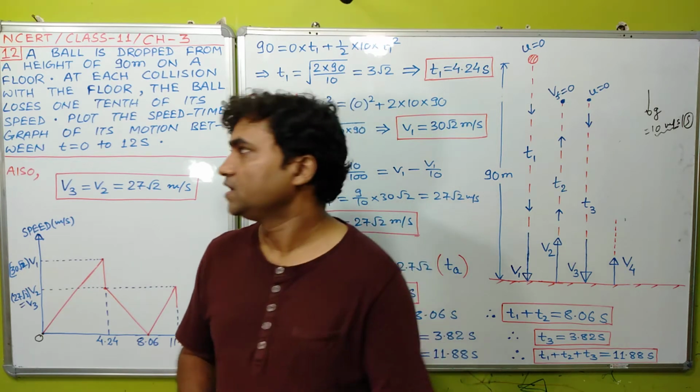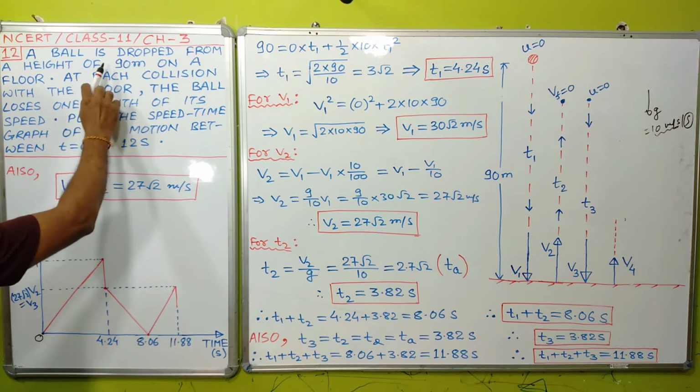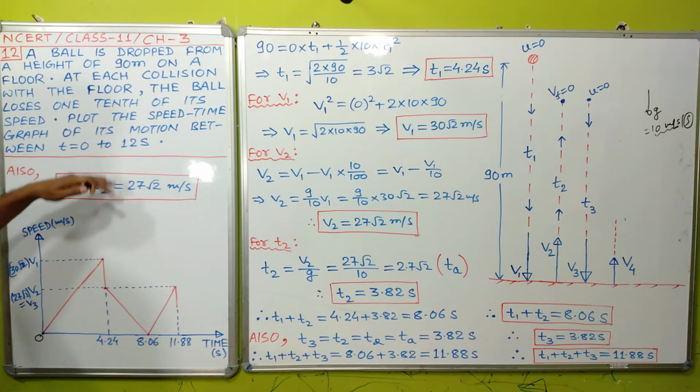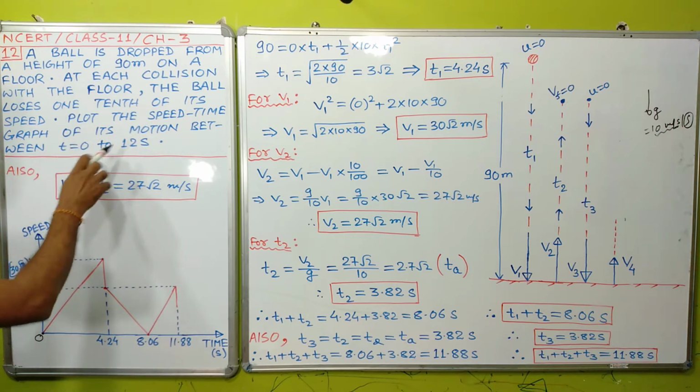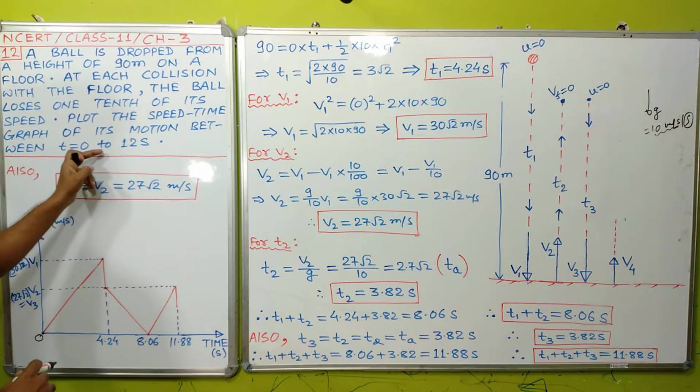This question is number 12 of chapter 3, motion in a straight line. A ball is dropped from a height of 90 meter on a floor. At each collision with the floor, the ball loses 1/10 of its speed. Plot the speed-time graph of its motion between t equals 0 to 12 seconds.